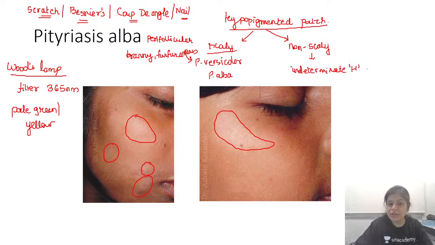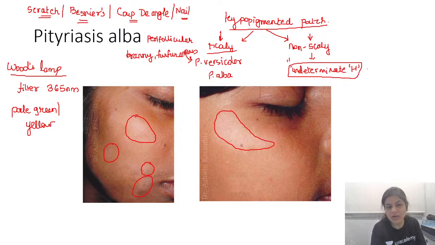Okay, now that was about the differential diagnosis of scaly hypopigmented patches. If you see the differential diagnosis for a non-scaly hypopigmented patch on the face of a child, your differential is indeterminate Hansen's disease. So what is indeterminate Hansen's disease? In indeterminate Hansen's disease, the disease has not yet decided which way to go. The body decides whether it should resolve completely on its own or downgrade into a very defined pattern of Hansen's, right? So that is indeterminate Hansen's disease.